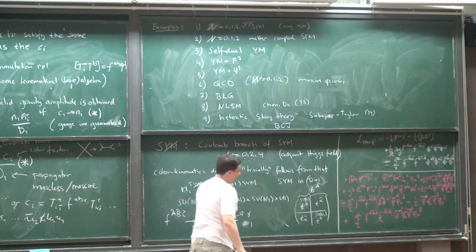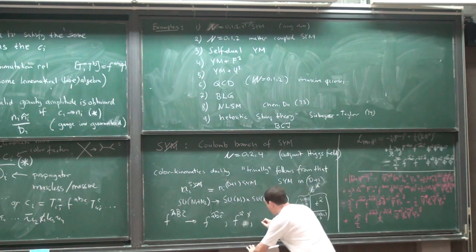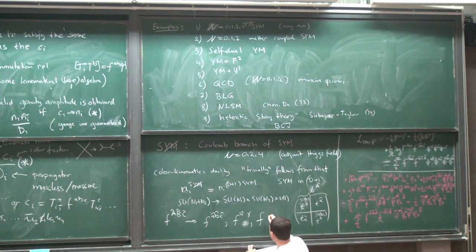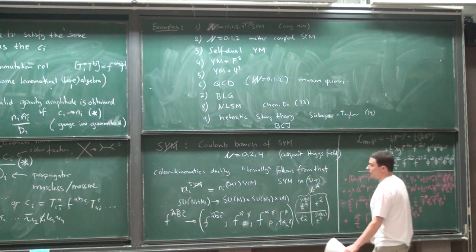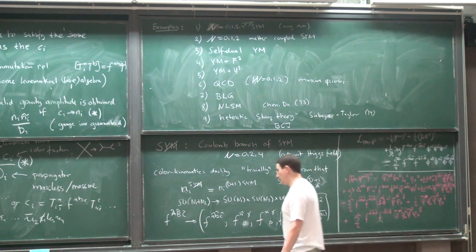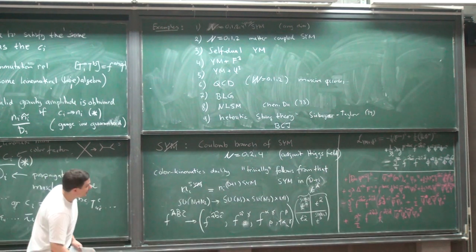And then it's going to be something that looks like a Clebsch-Gordan coefficient. So these have three complex indices. And there's going to be a complex conjugate of that. So that's the four types of structures that I'm going to get. And I wish I had more space to draw.